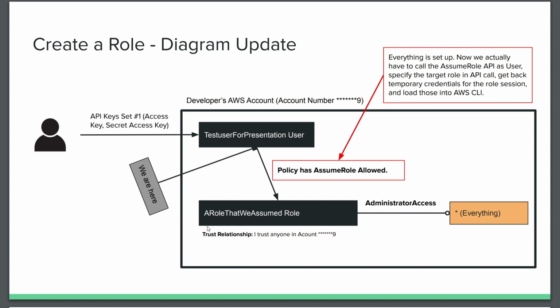So there's two things there. I know I'm repeating myself a bit, but those are the two things to remember. There's the trust relationship on the role itself, and then there's the fact that the caller actually needs permissions to call the API to begin with.